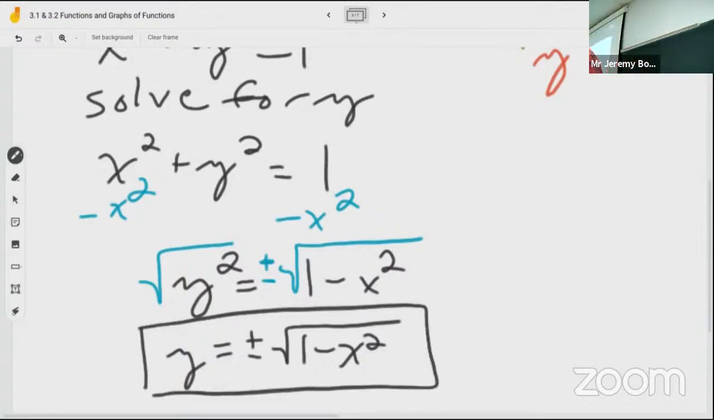And so think about it. Is this defined so that if you put in an x value, you get one y value? Why not? It's because of the plus and minus, right? If I put in an x value of, what would be a good one? Let's just say I put in an x value of 2, right?